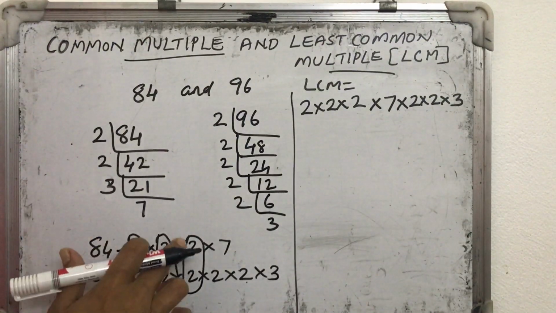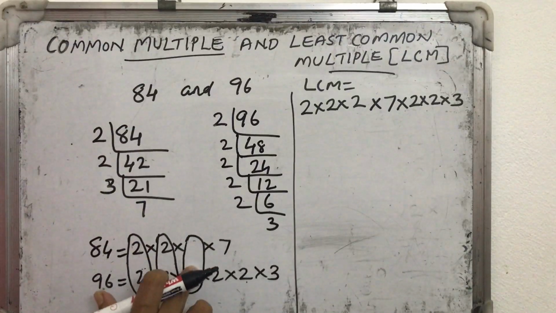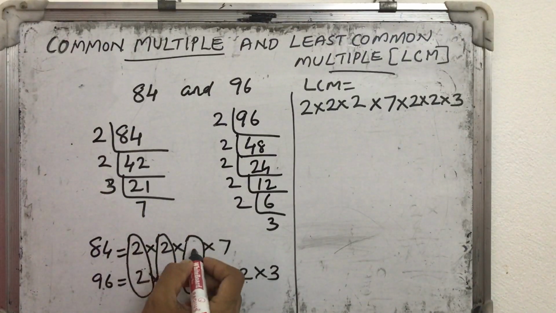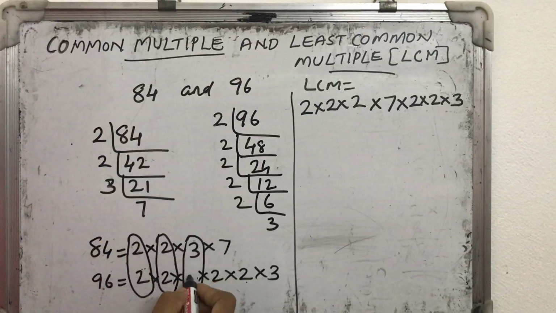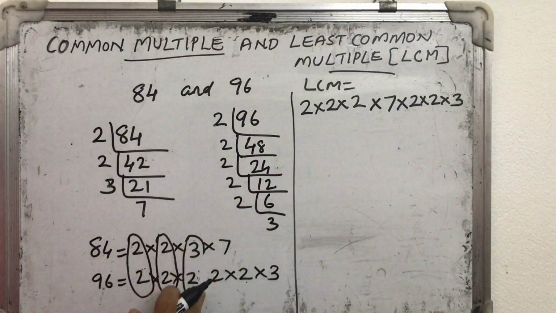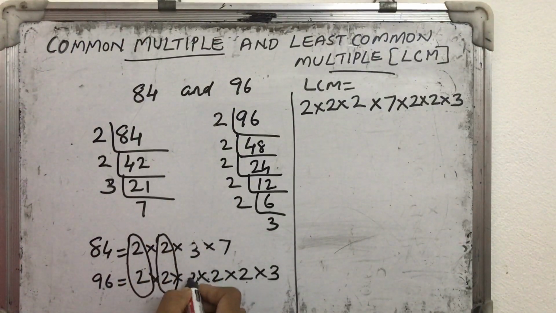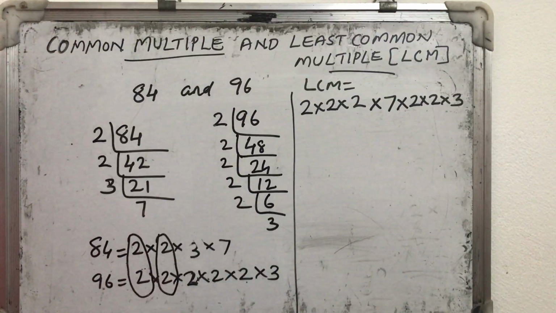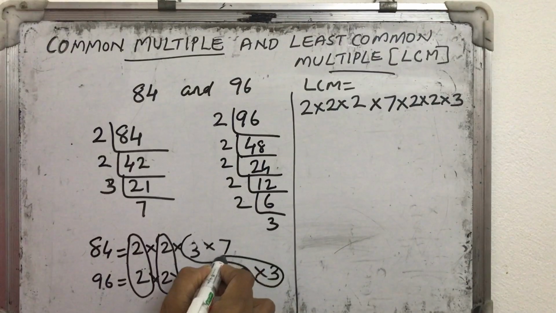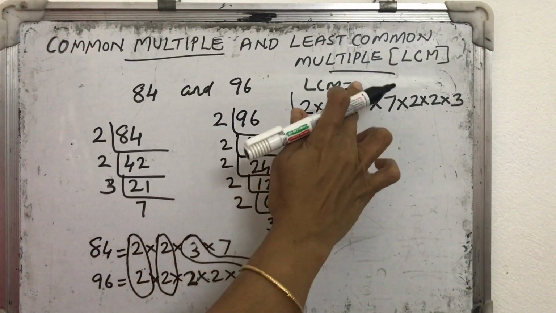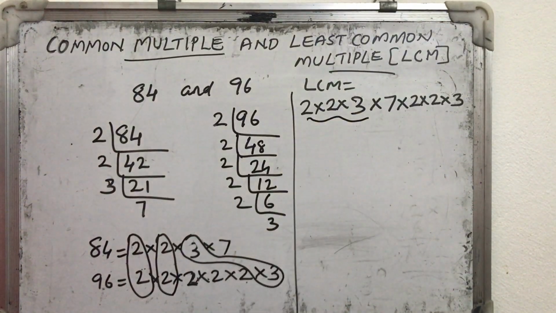So here what will be the common? Here it is not 2. So instead, here 2 into 2 into 3 into 7, and here this will be 2. Now what is common here? This is not common, so we write the other common as 3. Here 3 is the other common factor. Okay, these are the common factors: 2 into 2 into 3. The common factors are only this.